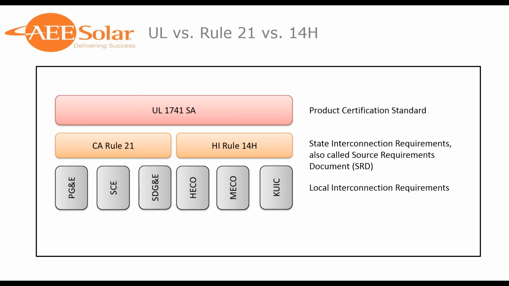From there, this next layer, local interconnection agencies. Typically these are regulatory agencies like utility commissions, so CPUC, HECO, NYSERDA. They're open to grant more specificity, provided it doesn't conflict with the product certification standard. So for several years, Hawaii Rule 14H went above and beyond UL 1741.